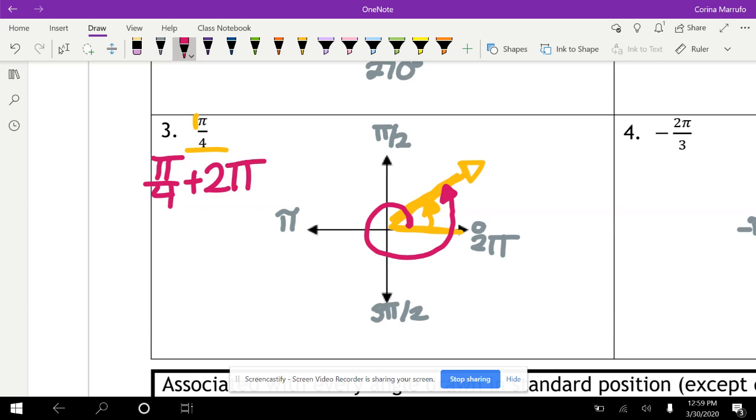And so on my calculator, this is what you put in your calculator. You're going to put 1/4, because that's this first fraction right here, and you're going to add 2. And that'll tell you how many pi's you have. So when we put that in our calculator and we change it into a fraction, that gives us 9 pi over 4.